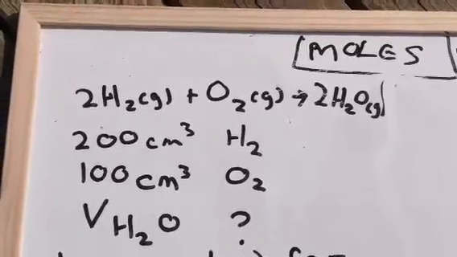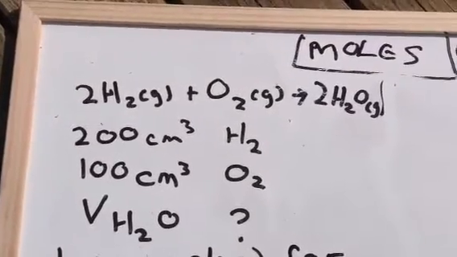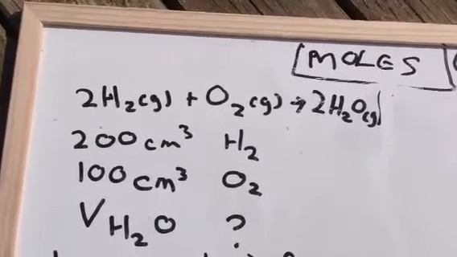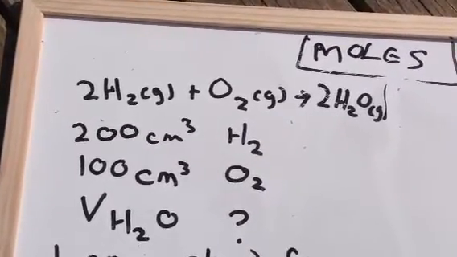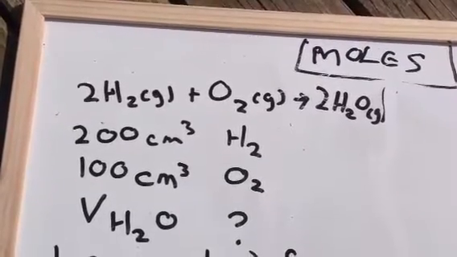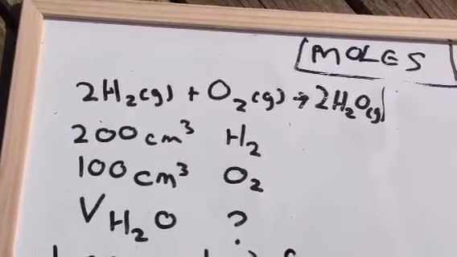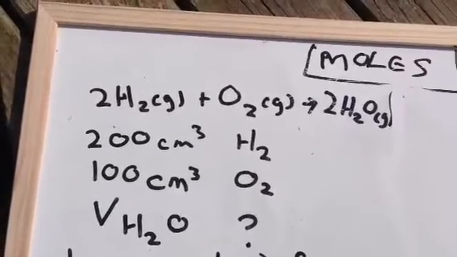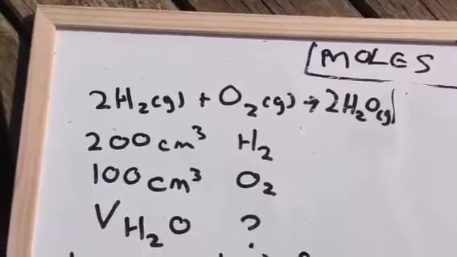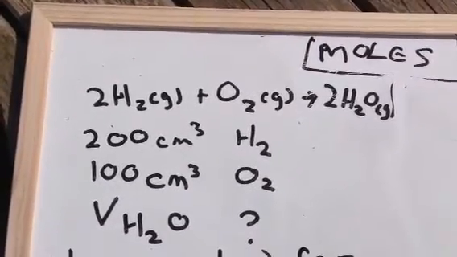So in the first equation we were given the formula of the combustion of hydrogen to form water vapour. We were told that we started off with 200 centimetres cubed of hydrogen gas and 100 centimetres cubed of oxygen gas. We were asked to work out what volume of water vapour we would produce. Okay, well, what we need to do is look at attacking this question in different steps.